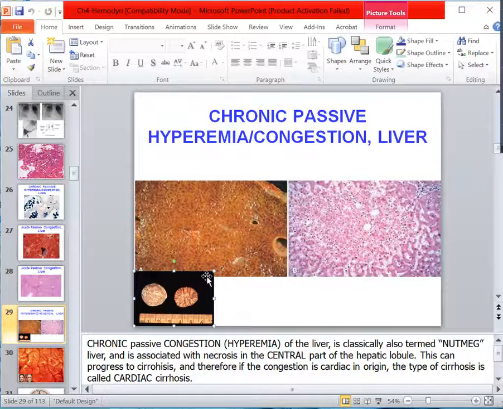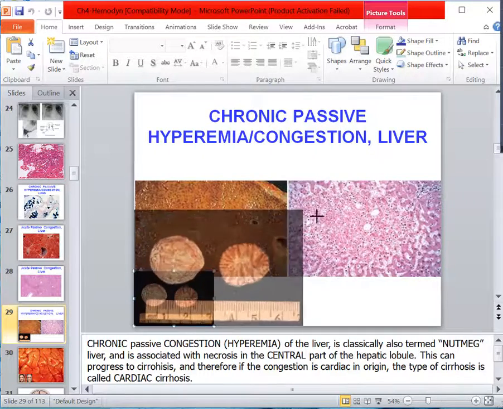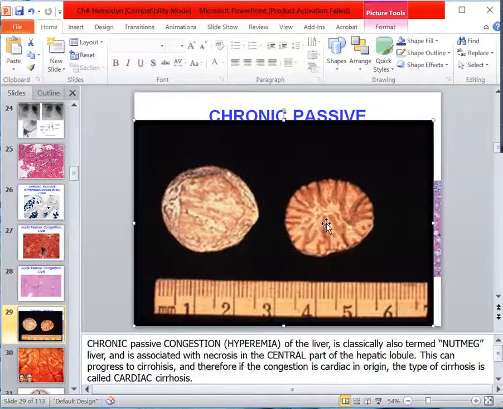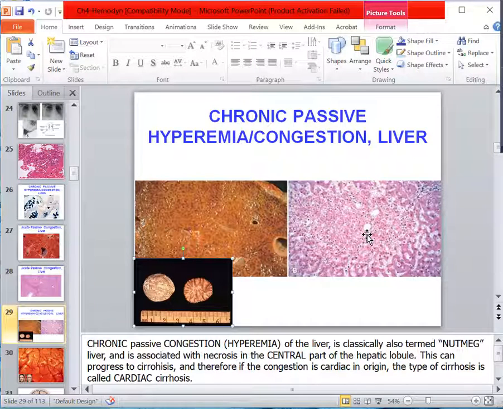And by the way, this would not be a pathology course if I didn't show you this picture, because this picture has been shown in every pathology course in the world. Does this look like the liver I just showed you? Well, actually, it's a nutmeg. So the liver of chronic passive congestion of the liver is often called a nutmeg liver microscopically, or grossly even.